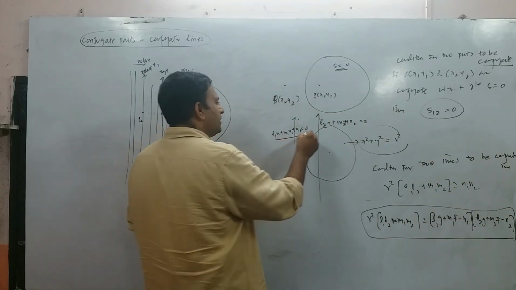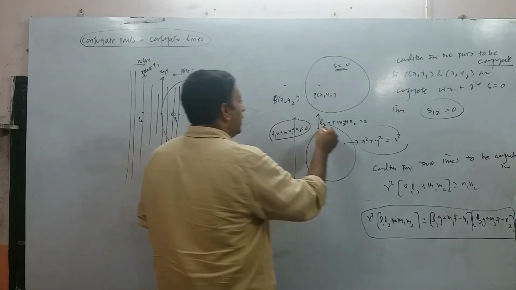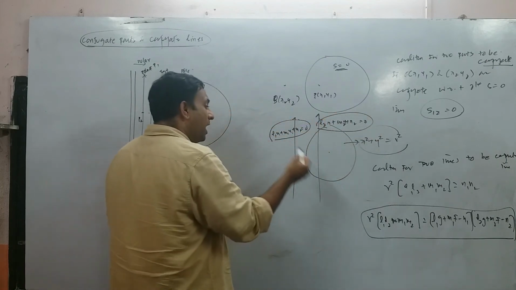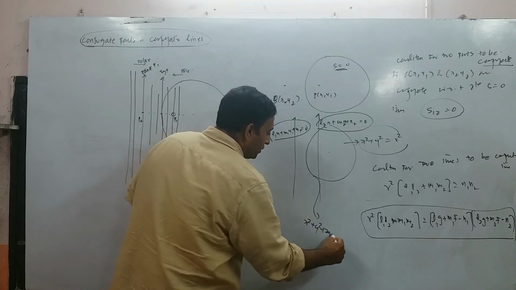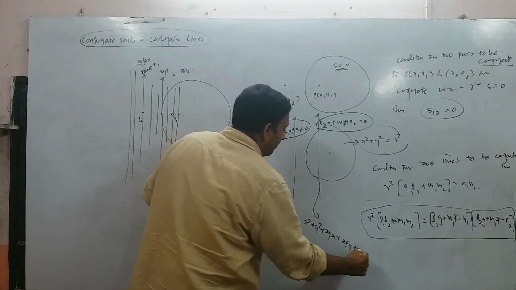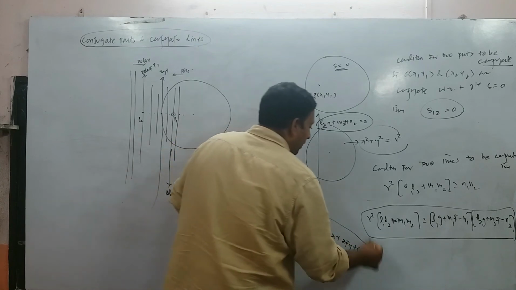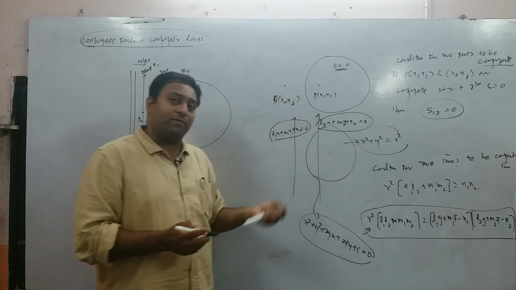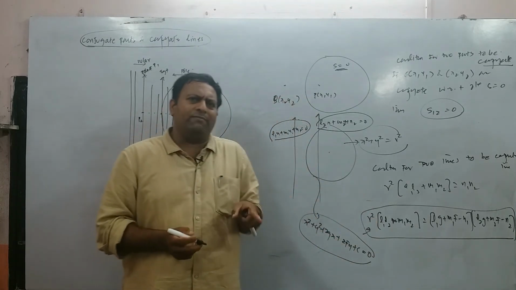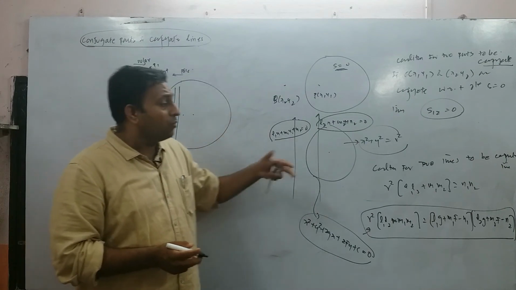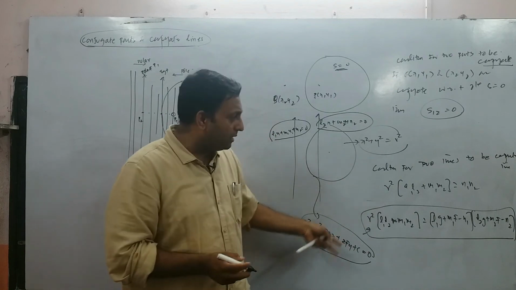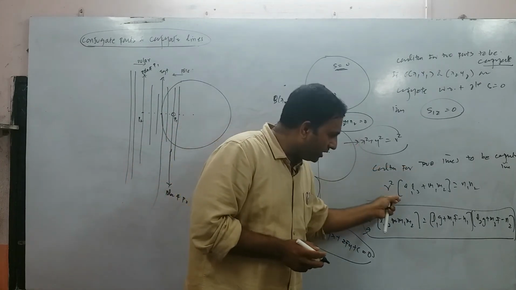If L1x plus M1y plus N1 is equal to 0 and L2x plus M2y plus N2 is equal to 0 are conjugate with respect to circle x square plus y square plus 2gx plus 2fy plus c is equal to 0, then the condition is r square into L1 L2 plus M1 M2 is equal to L1g plus M1f minus N1 into L2g plus M2f minus N2. So this is a condition when 2 lines are conjugate and this is a circle.